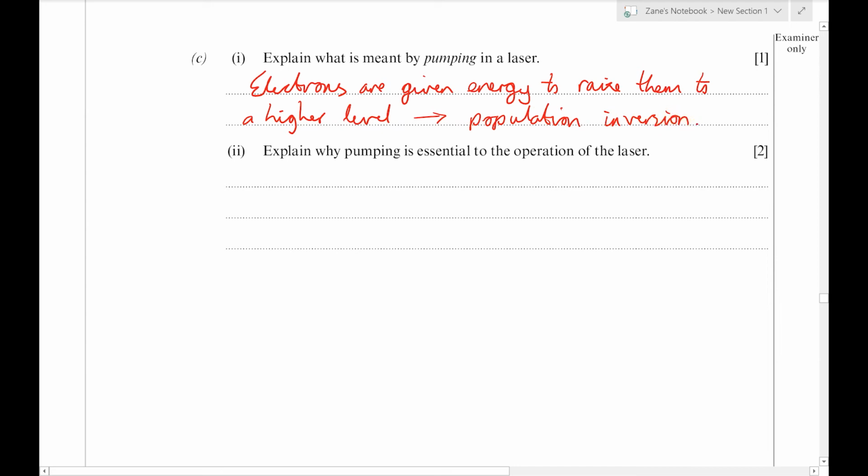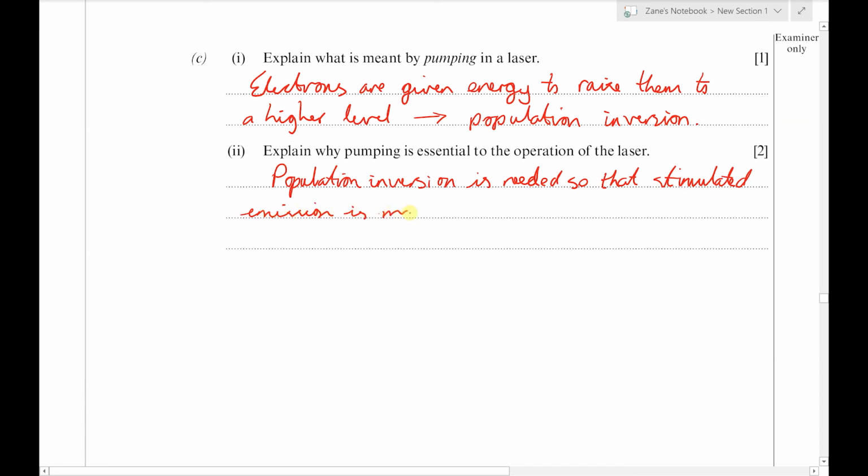Now, population inversion is where we have more electrons in the higher energy levels than in the lower energy levels, and population inversion is essential so that stimulated emission is more likely than absorption. So let's put that down. So population inversion is needed so that stimulated emission is more likely than absorption.